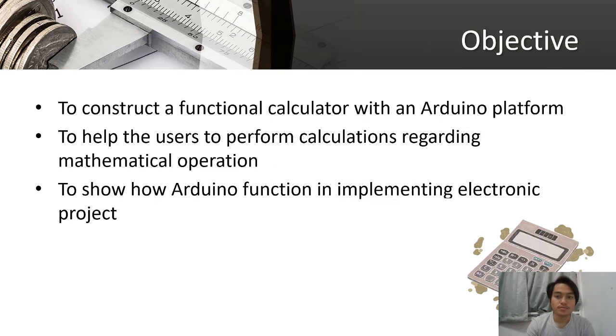more easily. The objectives of this project, the Arduino calculator: first, to construct a functional calculator with an Arduino platform. Secondly, to help the user perform calculations involving mathematical operations. And thirdly, to show how Arduino functions in implementing electronic projects. Arduino is not just for this project; on the Arduino platform we can do other main projects like an Arduino touch lock door and something else.